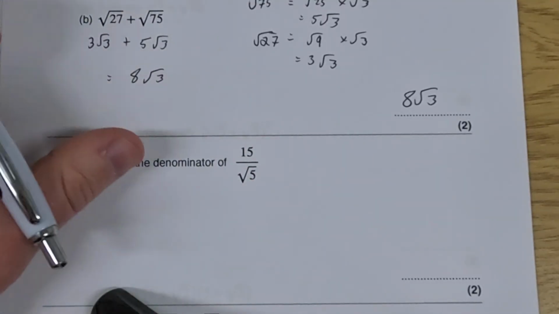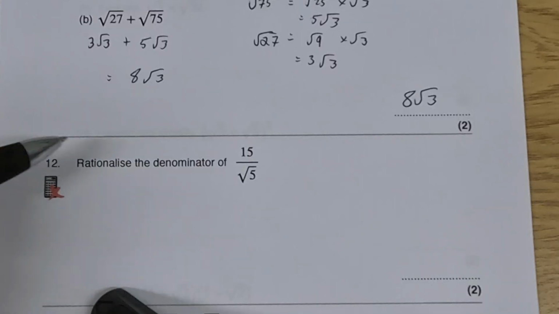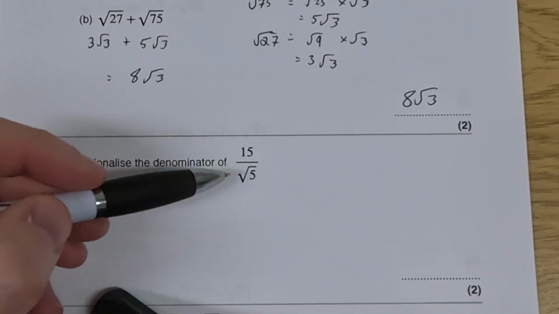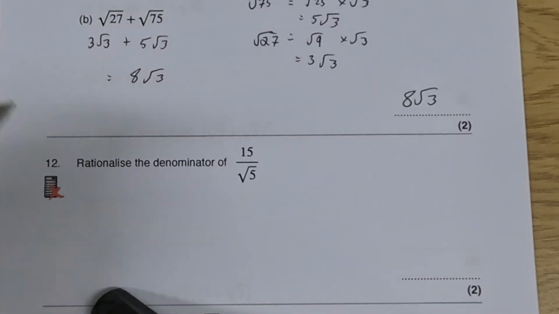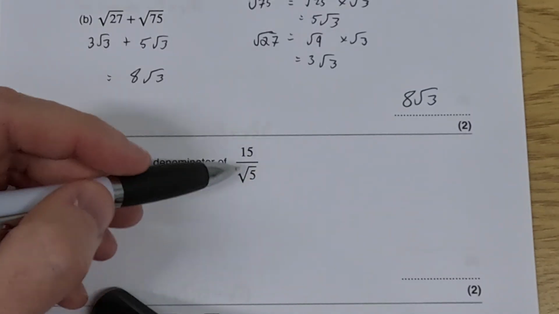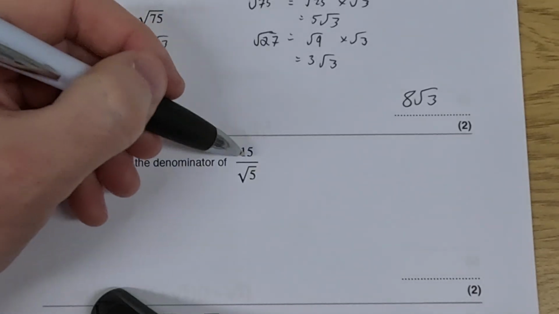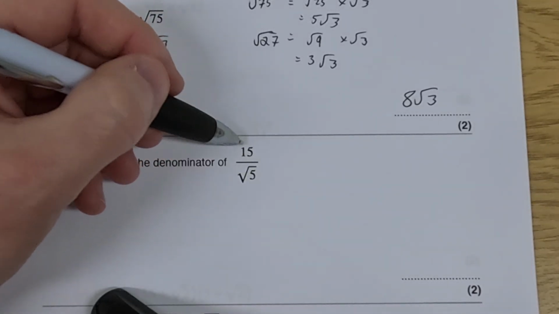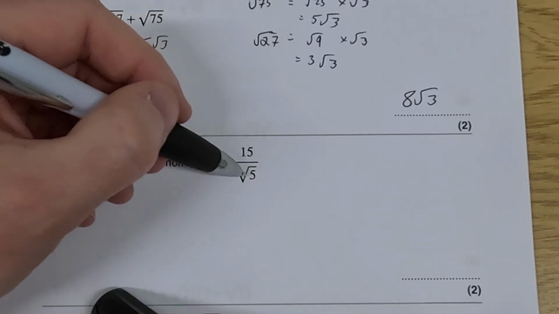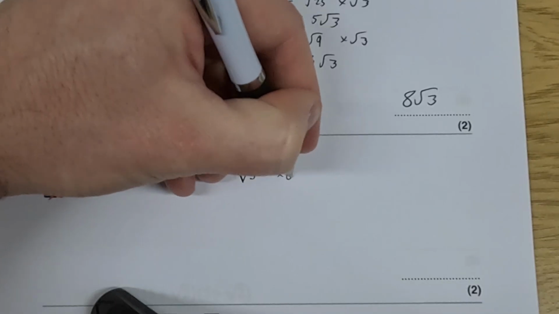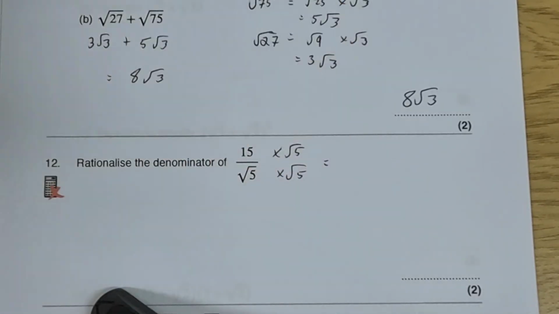Okay, so question number 12, it's a rationalising the denominator question. So whenever we've got a surd in the denominator, we don't like it, we want to get rid of the surd on the denominator, so we rationalise the denominator. Root 5 is irrational, so we want to make it rational. And to do that, we're going to multiply both the numerator and the denominator by this surd. So we're going to multiply both the numerator of the fraction by root 5 and the denominator by root 5. And let's see what we get.